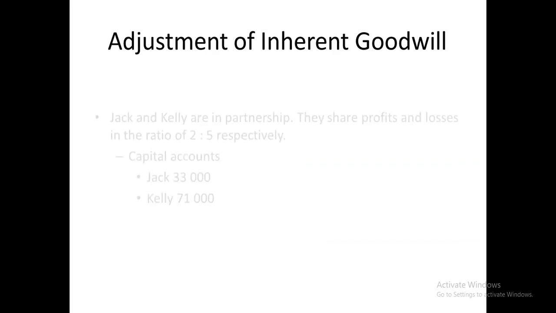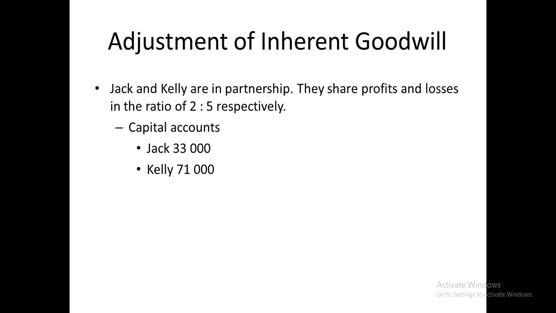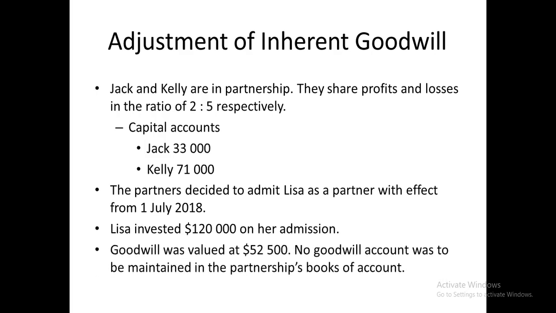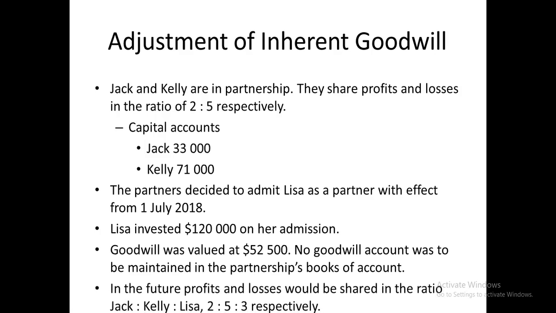So here is the question. Jack and Kelly are in partnership. They share profit and losses in the ratio 2:5 respectively. Capital accounts for Jack and Kelly are 33,000 and 71,000 respectively. The partners decided to admit Lisa as a partner with effect from 1st July 2018. Lisa invested 120,000 on her admission, and goodwill was valued at 52,500. No goodwill account was to be maintained in the partnership books. And in the future, profit and losses would be shared in the ratio 2:5:3.